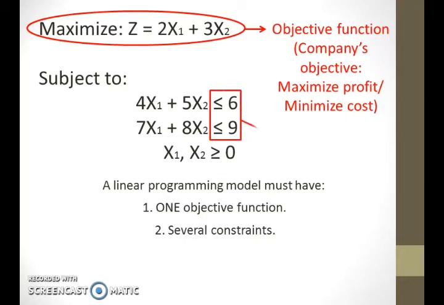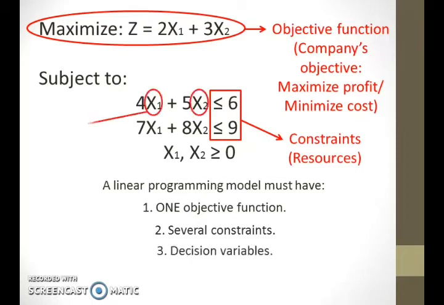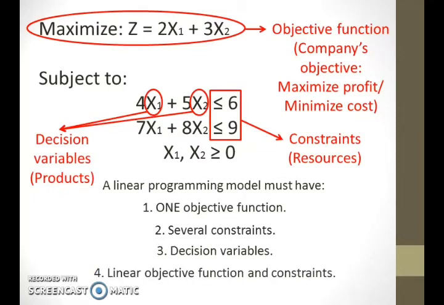Number 2, it must have several constraints. Constraints represent the limited resources used to make products. Number 3, it must have decision variables. Decision variables represent the products to be produced. And number 4, it must have a linear objective function and constraints, which means that all variables in the objective function and constraints must be of degree 1.